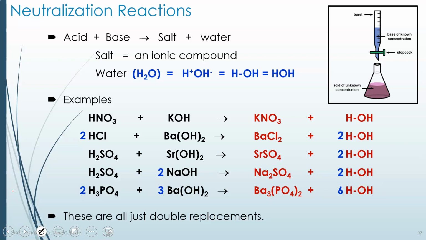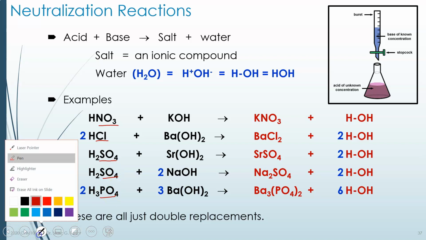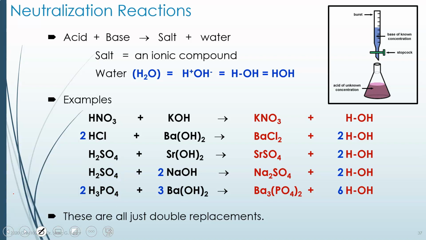And again, these are all double replacements because in each case, the cations, which are the positive charges in the bases, and the protons in the acids switch places, and the anions switch places. The anions would be the hydroxide in the bases and whatever is left in the acid. So in the case of nitric acid, it's nitrate, chloride in hydrochloric acid, sulfate in sulfuric acid, and phosphate in phosphoric acid. And that is how you determine your products.